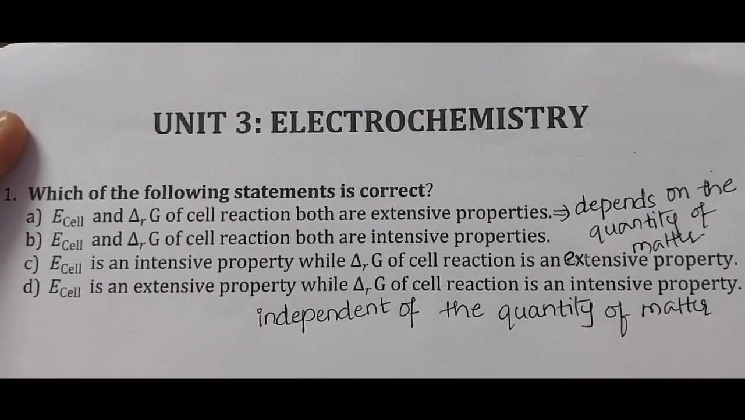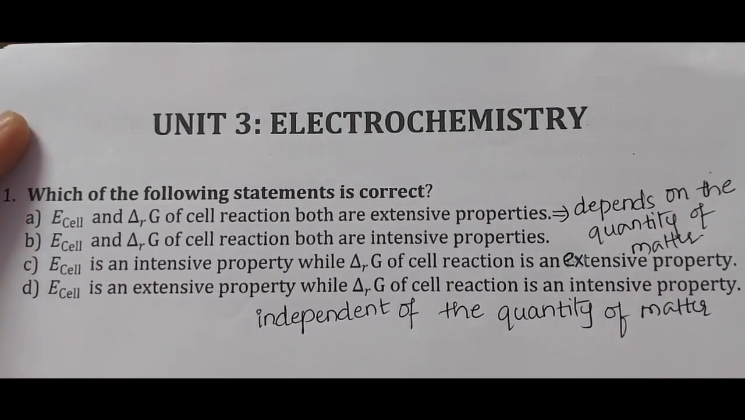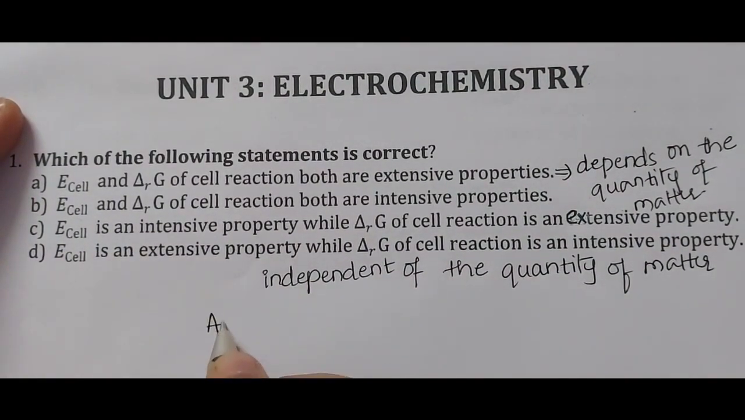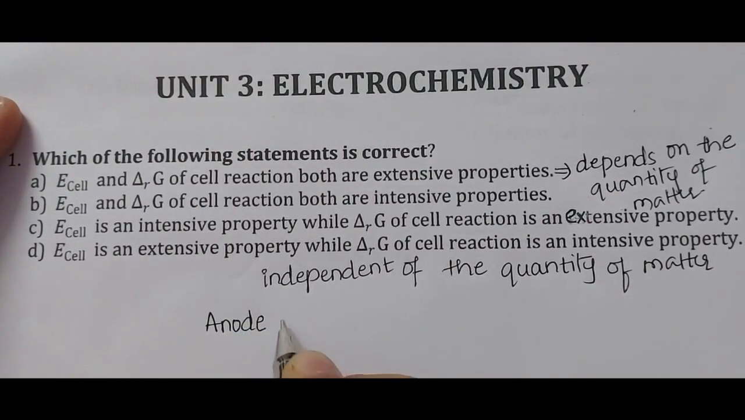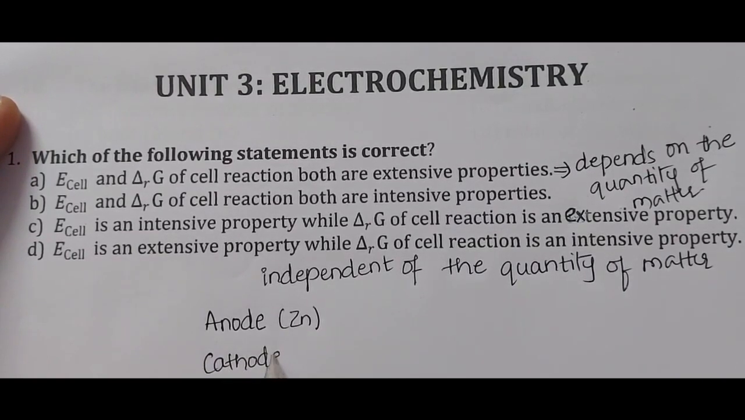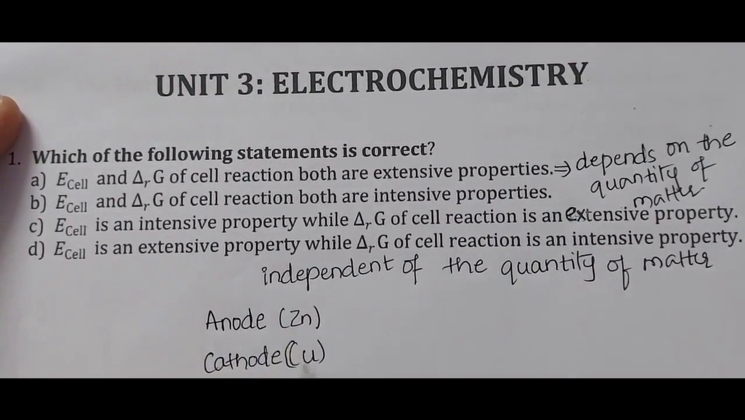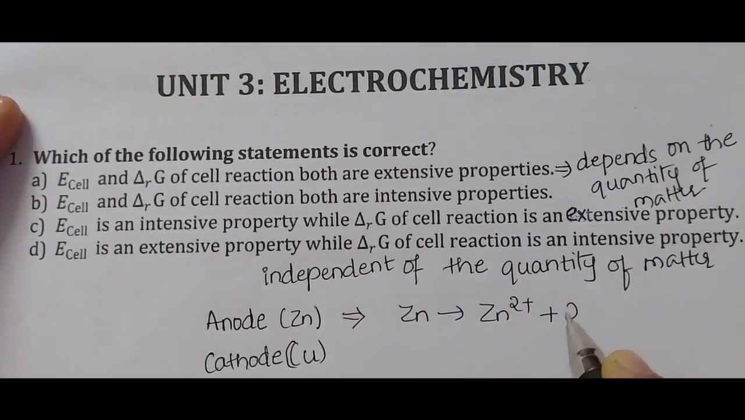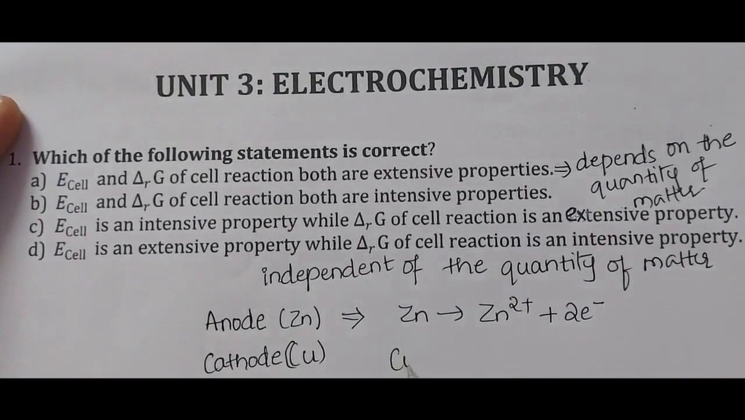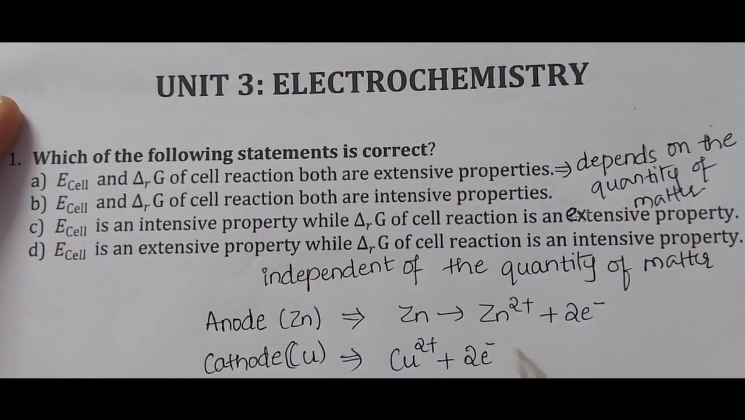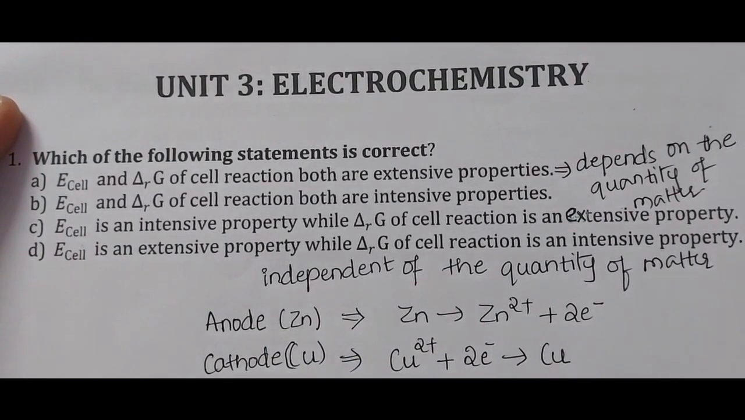Now we'll take a simple example, that is the Daniell cell. In the Daniell cell, anode is zinc and cathode is copper. If you consider their cell reactions, here we see that zinc undergoes oxidation forming Zn2+ and 2 electrons, and copper ion undergoes reduction accepting 2 electrons and forming copper.